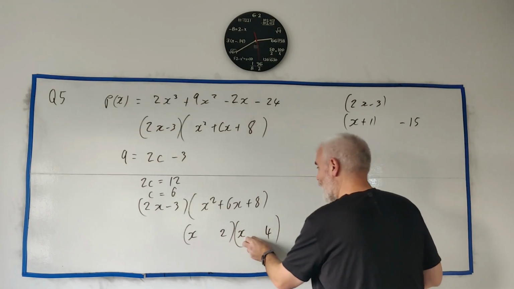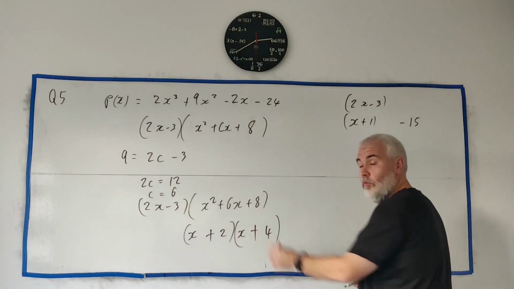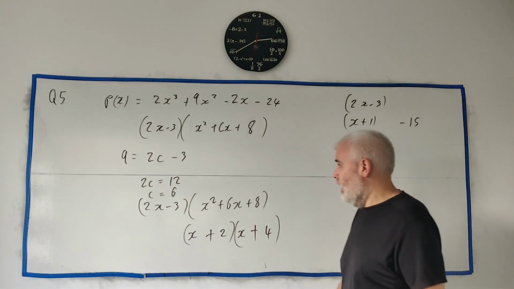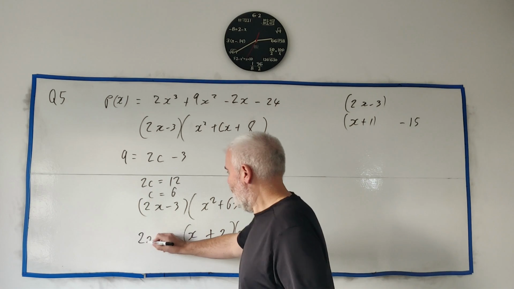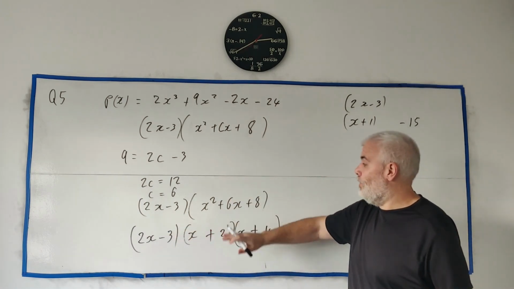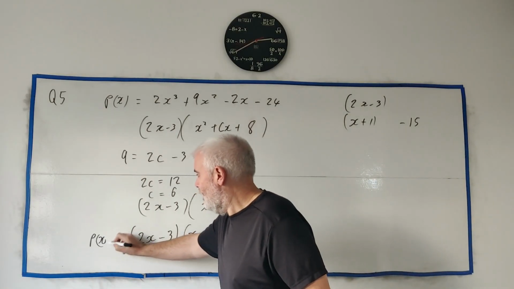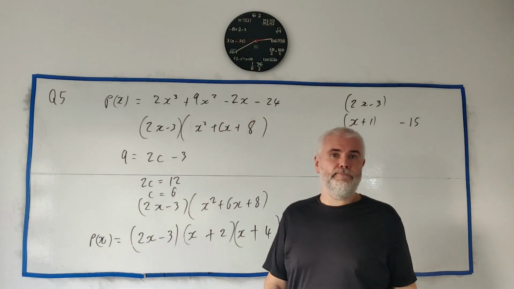4x plus 2x, that would work. And plus 2 times plus 4 would get plus 8. That would work out. Let's write in this last one here. This is your answer to part B. This is P(x) fully factorized. This is still P(x), it still equals that.